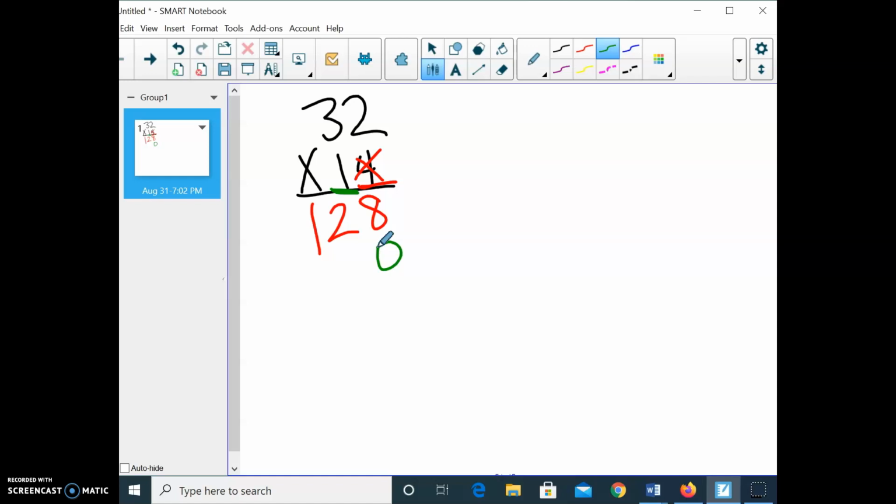If I'm working in the second place value here, then I need to make sure that I put a 0 here. And now let's multiply just like I did with 4. 1 times 2 is 2. And then 1 times 3 is 3. My last step is I just add up these numbers and I will get my product. 448 is my product.